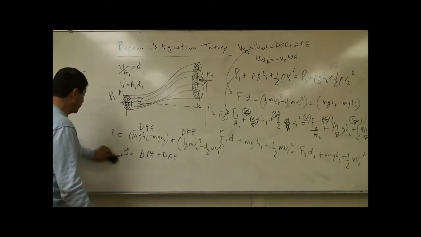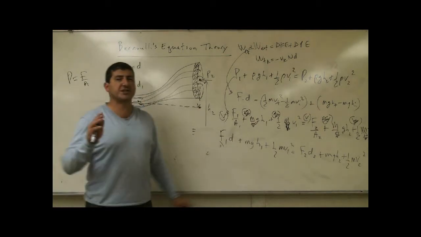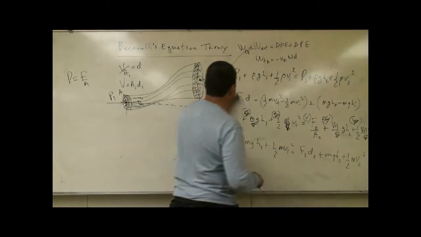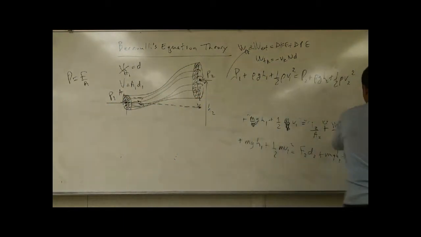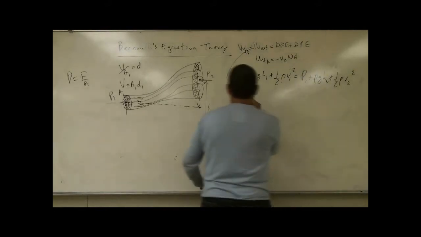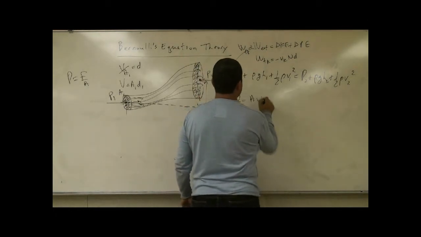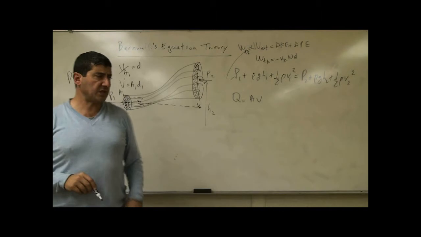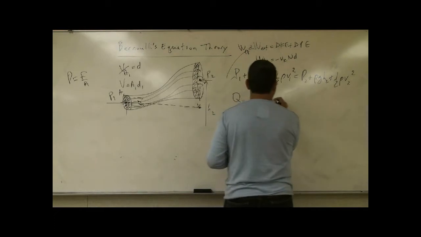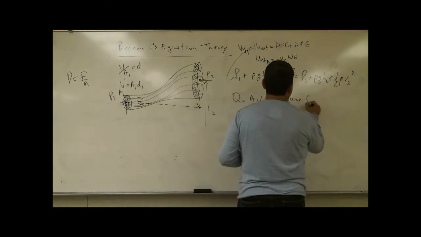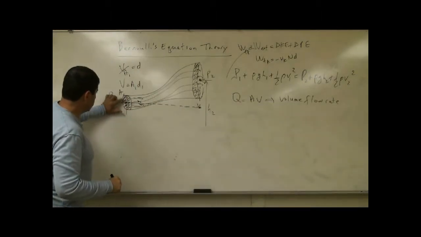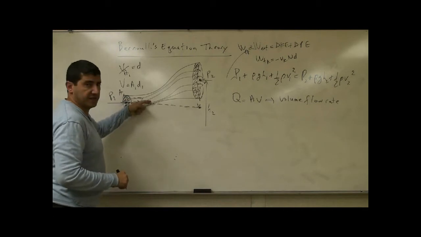So besides Bernoulli's equation, there's also another governing equation that we use in fluid dynamics, and that is called the equation of continuity, okay? So let's write that one and explain what that one means. Q is equal to A times V. What does that mean? This is known as the volume flow rate. So it's the area of the tube on this side times the velocity, okay?